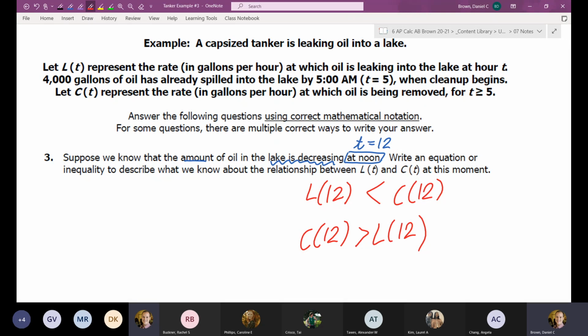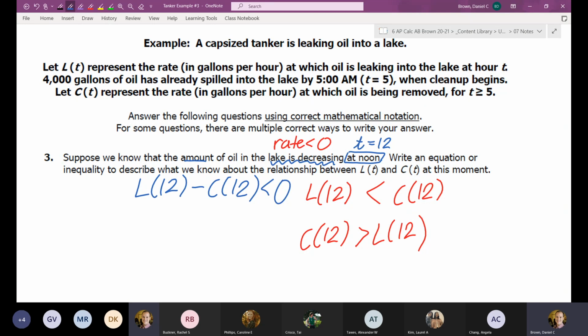Another way that you could have done it is going back to calculus. What would it mean if a function was decreasing? If a function is decreasing, we know that its derivative is less than 0. Well, a derivative is like a rate. So when I say the oil is decreasing, we're basically trying to show that the overall rate is less than 0. What would be the overall rate? That would be L of 12, the rate oil is leaking in, minus the rate the oil is being cleaned up, and that would need to be less than 0. And you can see how that blue one is basically equivalent to that red one. But if you wrote down any of those 3, that would be correct.